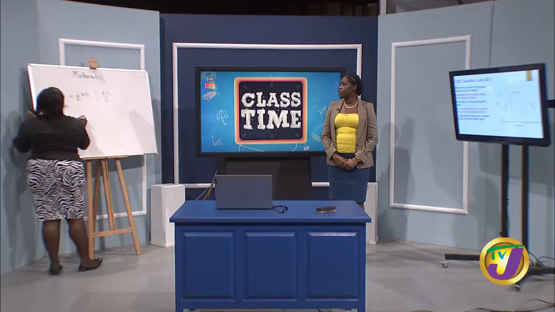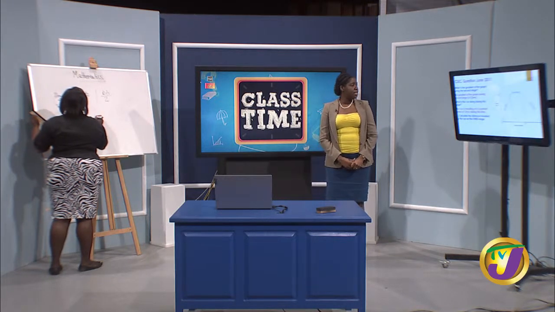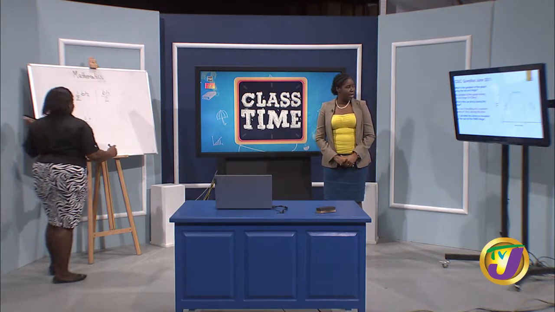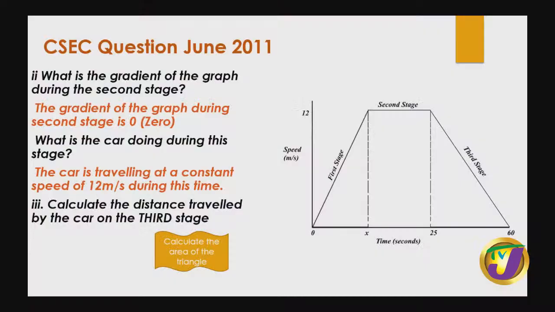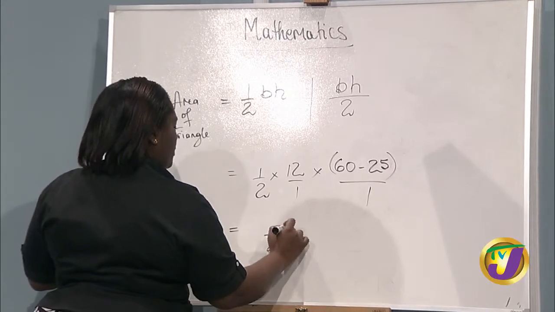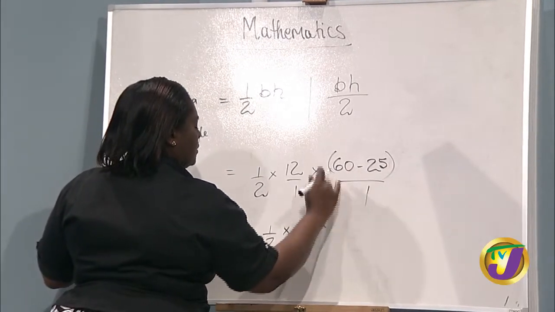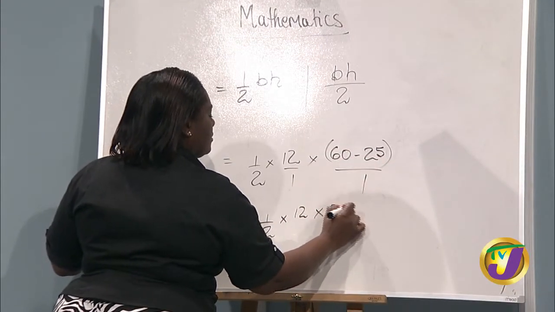Now, can you identify the height and the base? Based on what I'm seeing, the height would be on the y-axis, 12. Yes. And the base for that third stage would be 60 subtract 25. Why are we doing that? Because we're focusing on that period of time, as the third stage is from 25 seconds to 60 seconds. So subtracting 25 from 60 leaves us with 35.